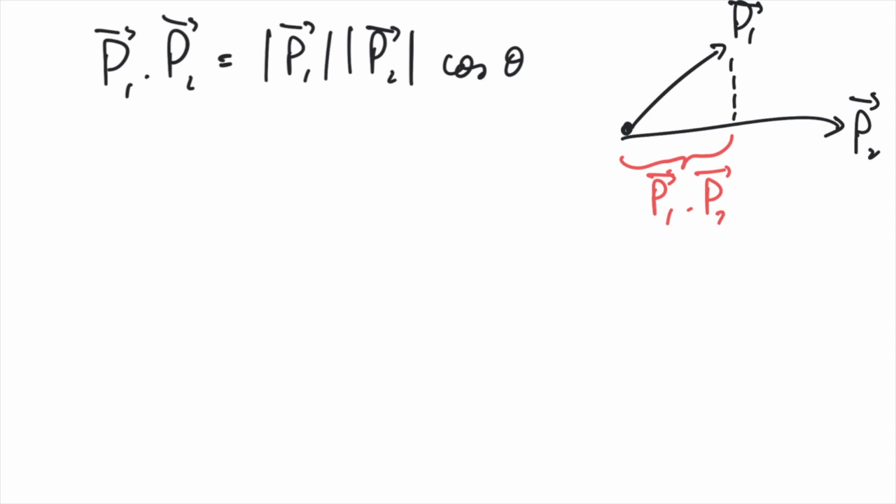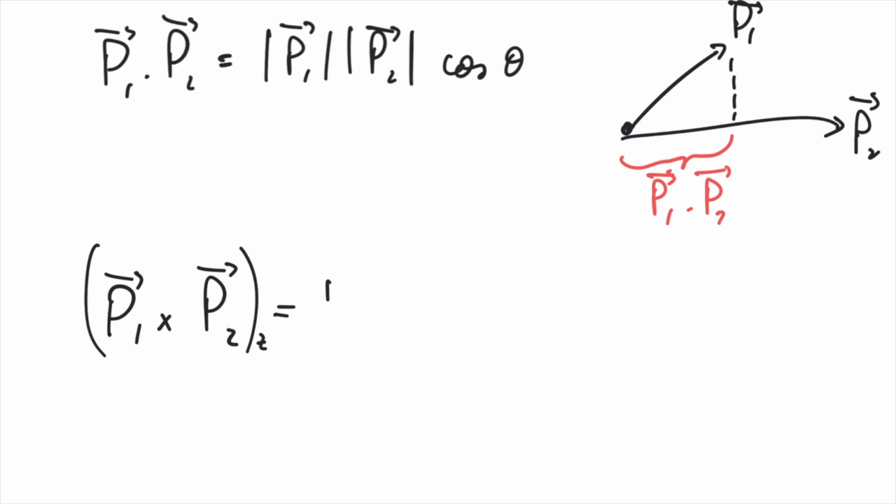And you can also define the vector product. Here I will actually say in 2 dimensions, this is the z component of the vector product in 3 dimensions, and this will be P1 times P2 in norm times the sine of the angle that they form.